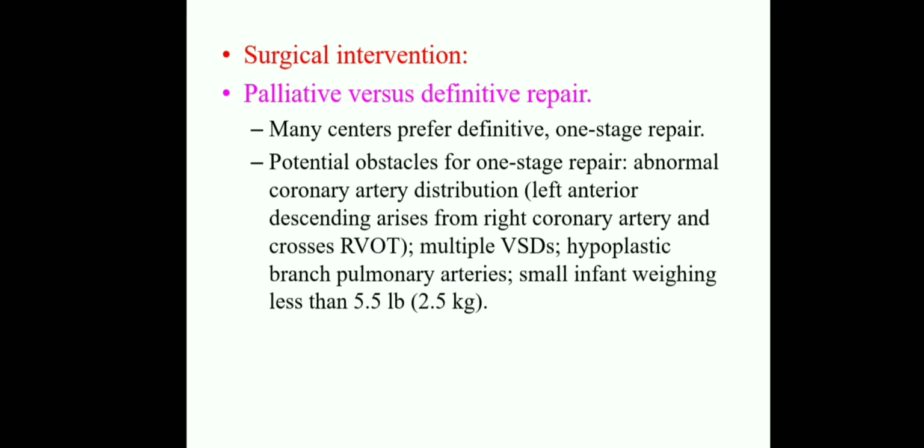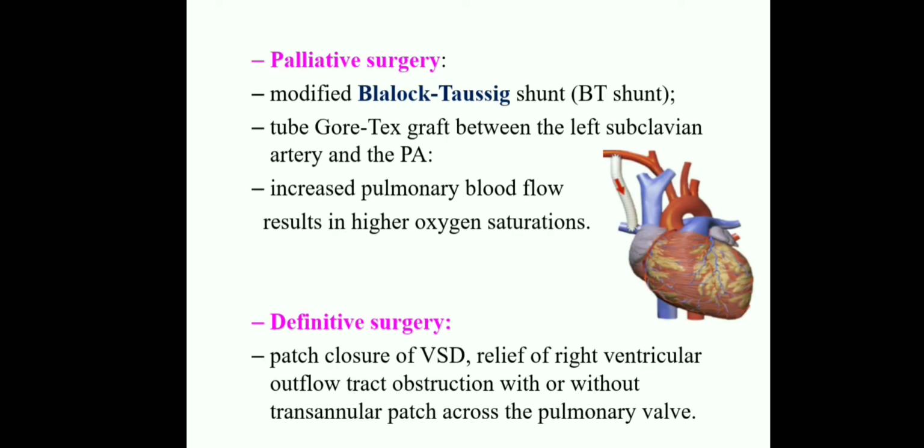Potential obstacles for one stage repair are abnormal coronary artery distribution, multiple VSDs, hypoplastic branch pulmonary arteries, and a small infant weighing less than 5.5 lb. Only then should they do the VSD repair in stages. But if it is a simple VSD condition, they are doing these definitive repairs. Okay, we will discuss one by one. What is palliative? What are definitive surgical interventions?